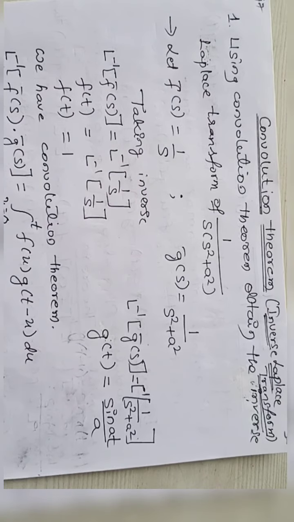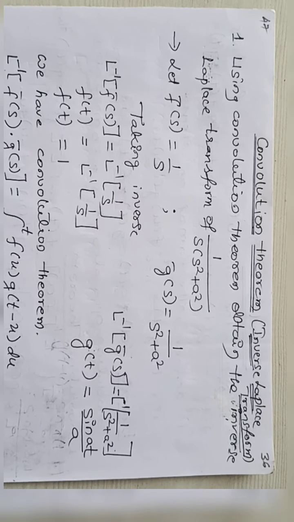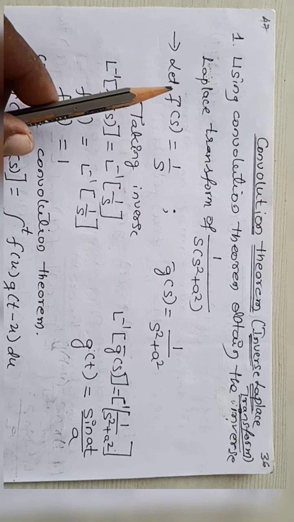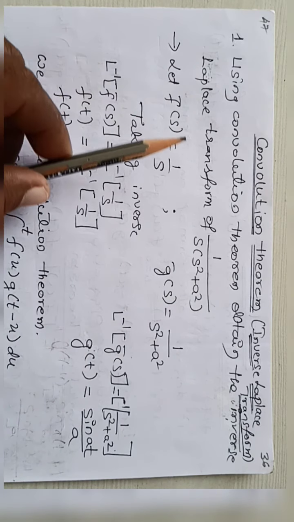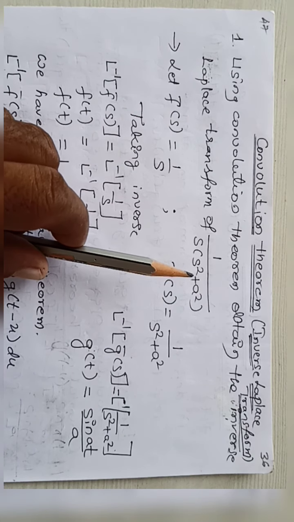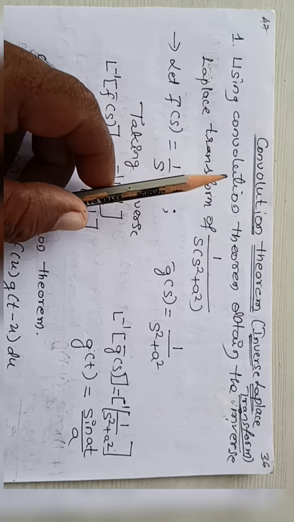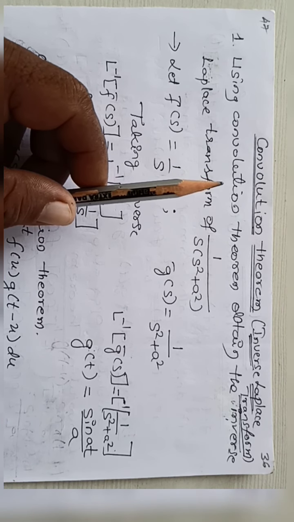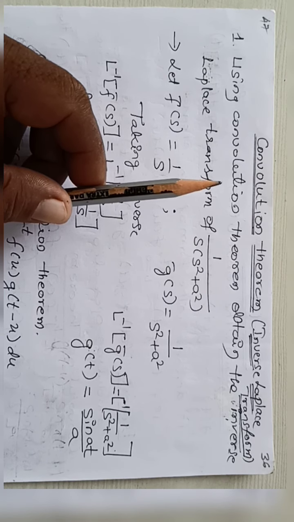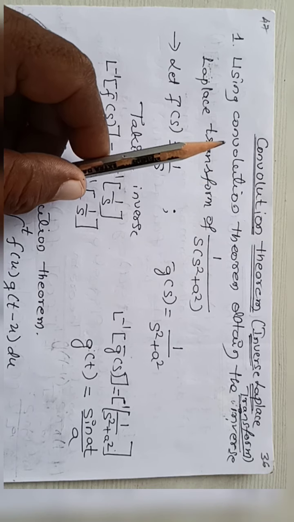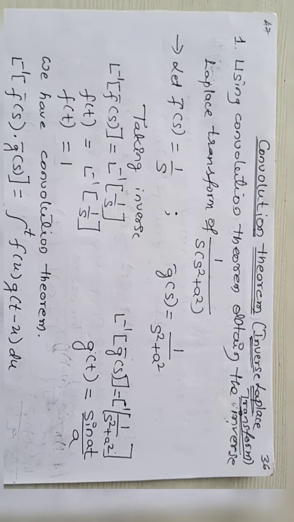So we'll go to one problem so that the theory part also we can get clear. That is, using convolution theorem, obtain the inverse Laplace transform of 1 upon s into s square plus a square. Here they mention using convolution theorem. That means other than this one, you can't solve this by any other method. You have to use only convolution theorem.